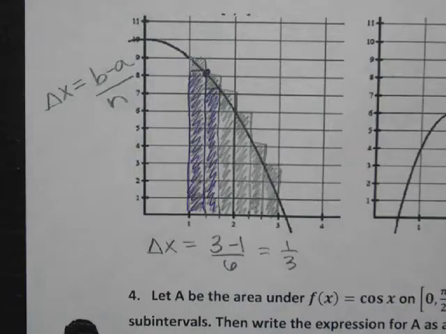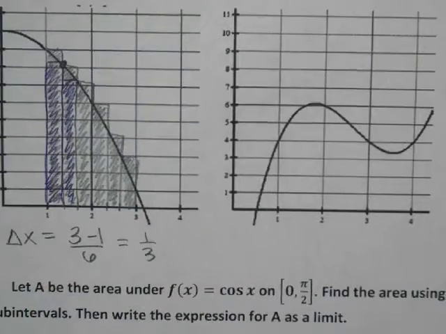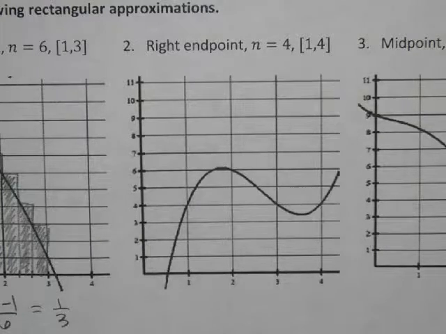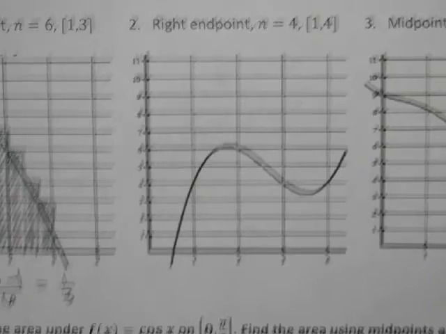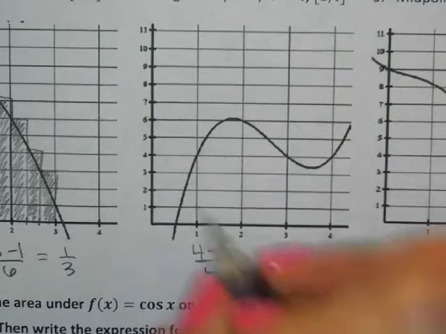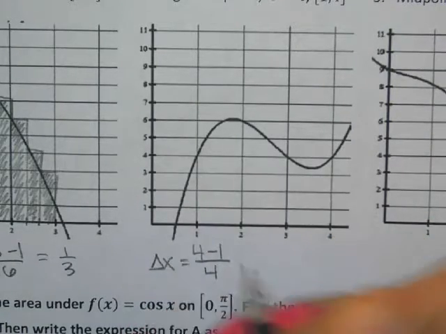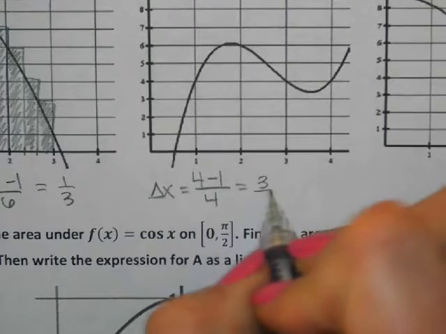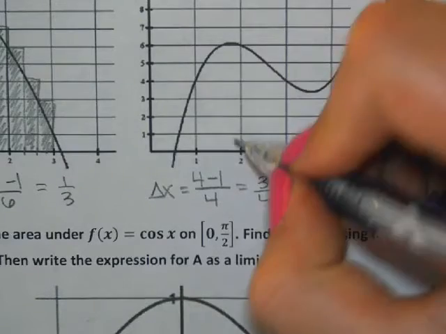Okay. All right, so for number 2, we're going to do the right endpoints for this one. Our interval is from 1 to 4, and we're going to do 4 subintervals. So we're going to do 4 minus 1 divided by 4. So how wide are the intervals this time? 3/4. Okay, so starting at 1.